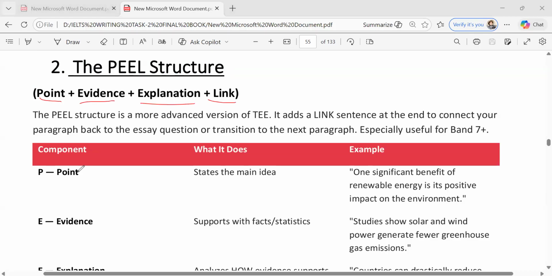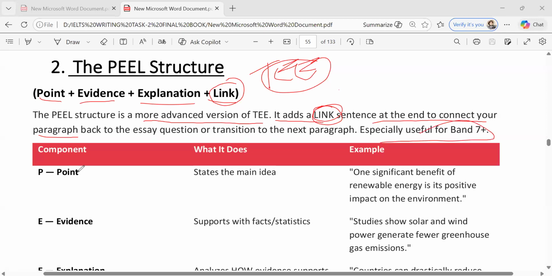So the PEEL structure is a more advanced version of T. It's a more advanced version of T. So it adds a link, the last one. In the T structure we didn't have the link, but now we do have a link sentence at the end to connect your paragraph back to the essay question, or transition to the next paragraph. Especially useful for what? Band 7+. I will tell you the difference between both of them later on. So let's study the first part.